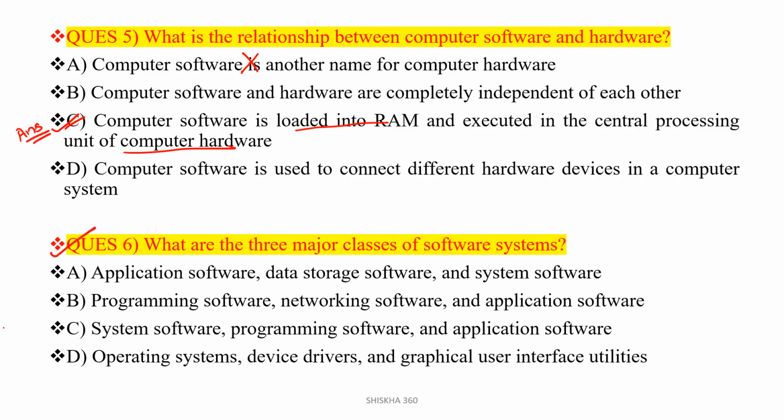Now move to question number 6, which we have already discussed earlier. What are the three major classes of the software system? First one, application software. Data storage software, no. Programming software, yes. Networking software, no. System software, programming software, and application software. Clear? So option C will be the correct answer. The three major classes of the software system are system software, programming software, and application software, so option C is the accurate answer.